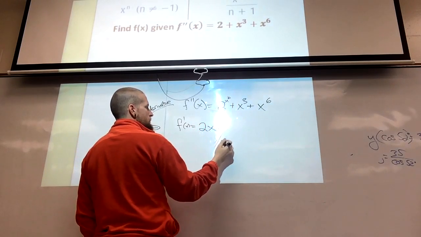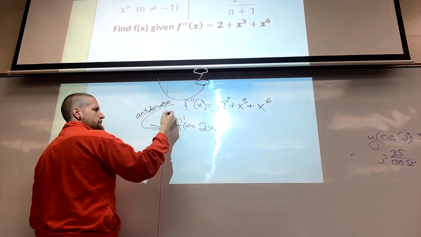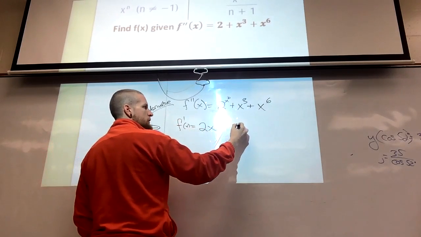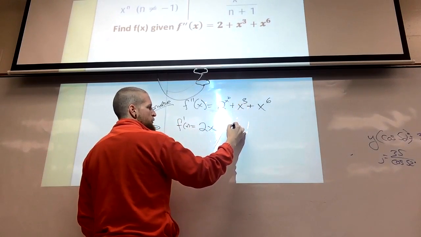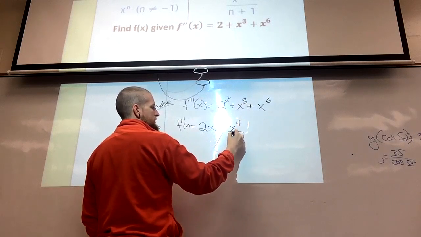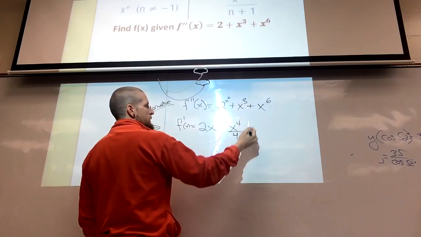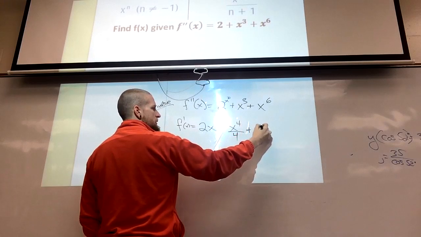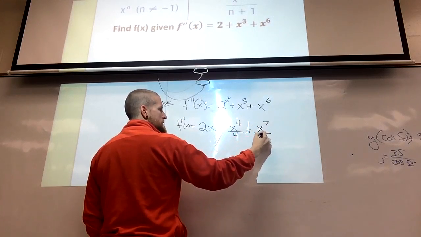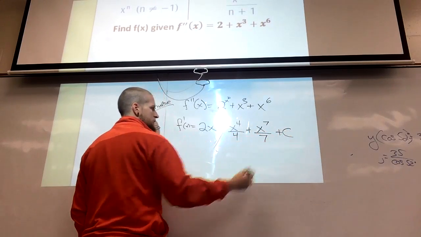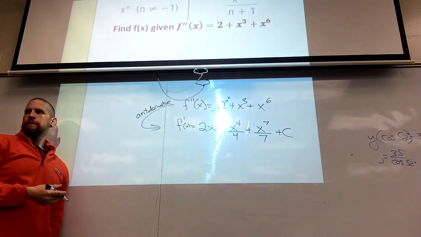Okay? All right, so first antiderivative here. 3 plus 1 is 4, correct? 4. 6 plus 1 would be 7. Over 7 plus 6. Okay?